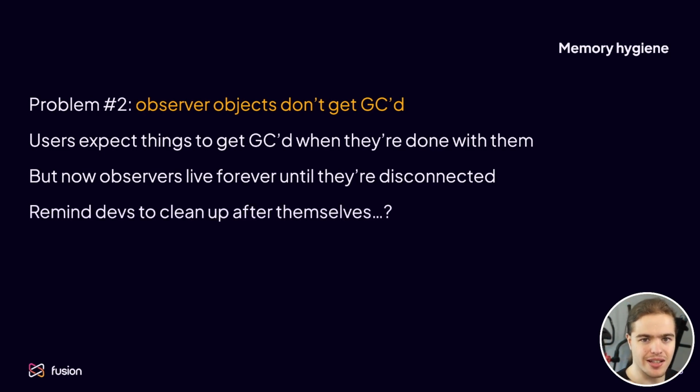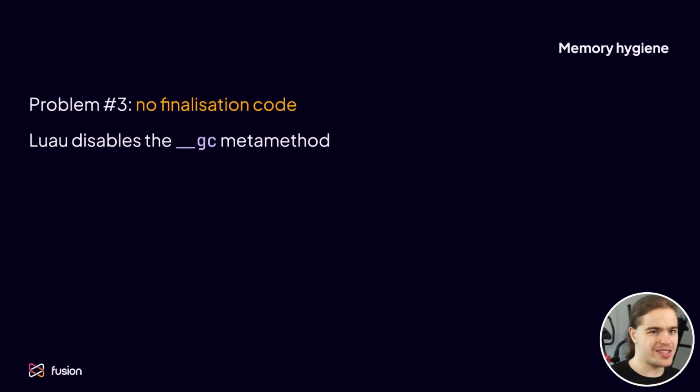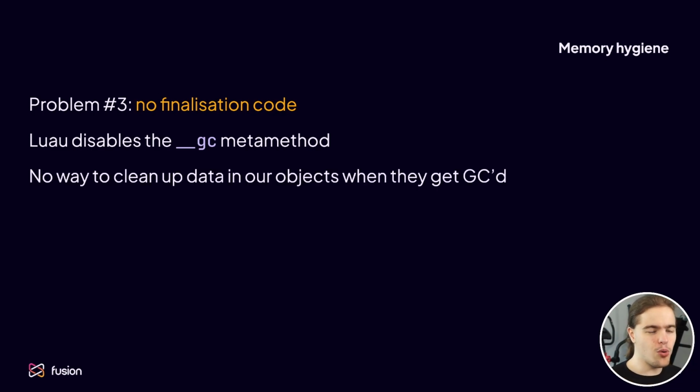Remind devs to clean up after themselves? This is getting sticky, and that's not even before we mention problem number 3. No finalization code. For some pretty good reasons, Luau disables the GC metamethod, and while that might be good for Luau, that's terrible for us. We have no way to clean up the data in our objects when they get garbage collected.